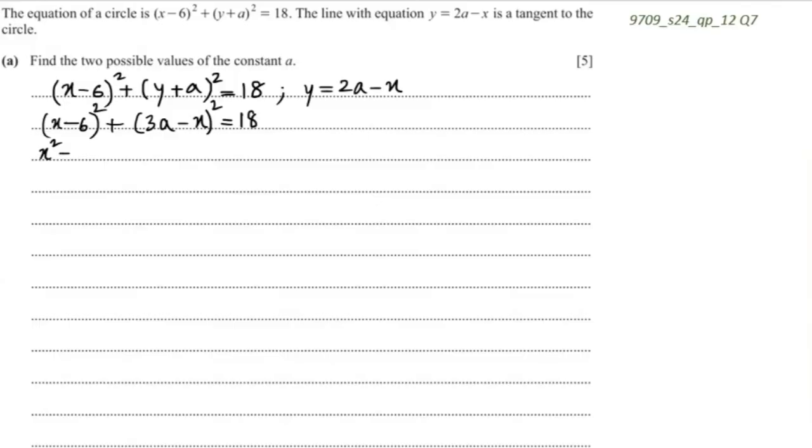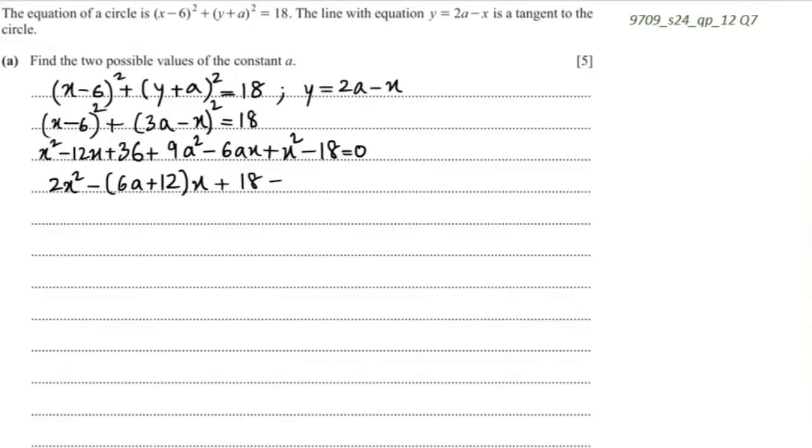x squared minus 12x plus 36, right? Plus 9a squared minus 6ax plus x squared. And subtract 18 as well. Okay, so this will be 2x squared, and there are two x terms, so let's subtract: minus 6a plus 12, x. I hope you got what I did. I just factored out the x from the x terms. And this will be 36 minus 18, so that's going to be 18, equals 0.